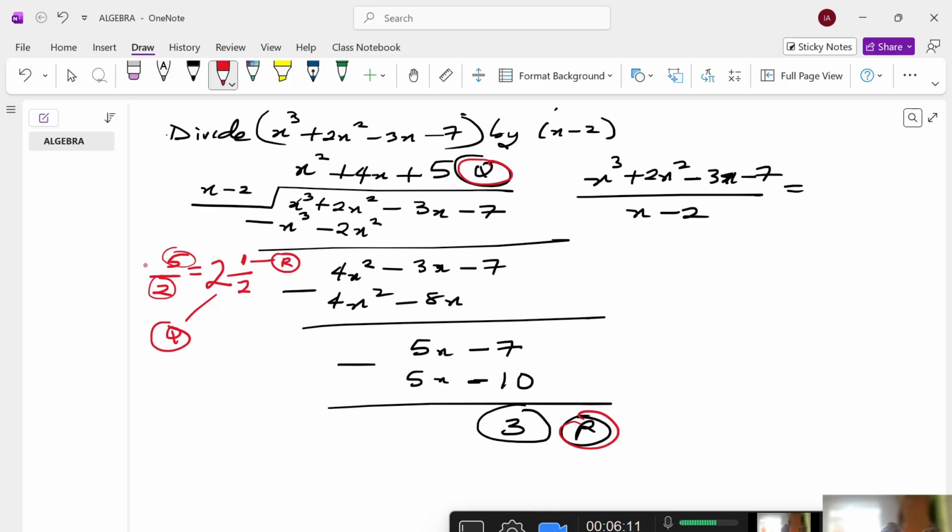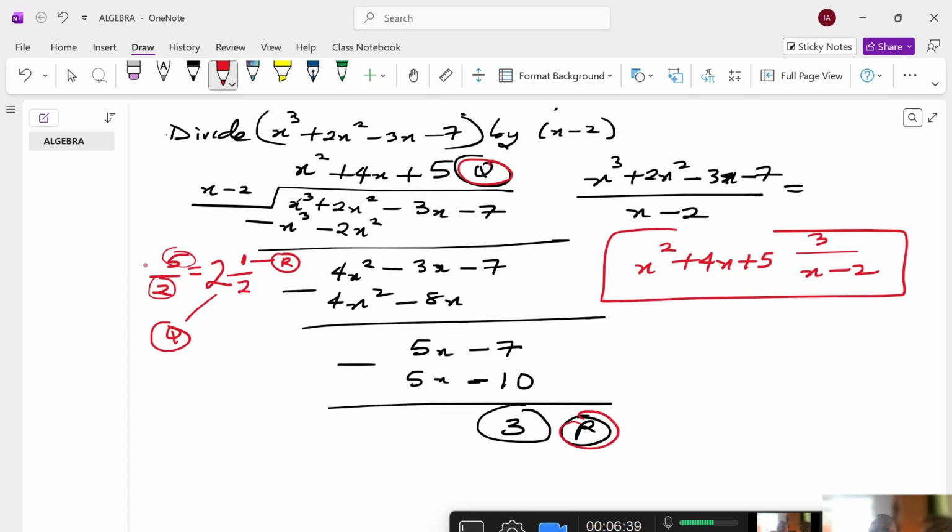So when I have x cubed plus 2x squared minus 3x minus 7 over x minus 2, the quotient is x squared plus 4x plus 5. It's like writing the whole number. What is the remainder? The remainder is 3, then divided by what? By the divisor. And what is the divisor? x minus 2. So you can view your result this way.